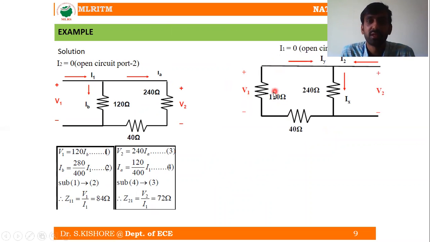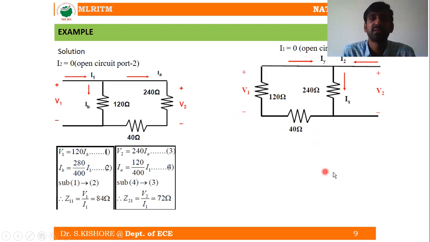The port 1 is open circuit, so I1 is going to be equal to 0. Previously I1 was not equal to 0, that's why I had kept I1 as it is. But here I have considered the other current IY. But I2 is going to be same. Now I1 is equal to 0 because the port 1 is open circuit.